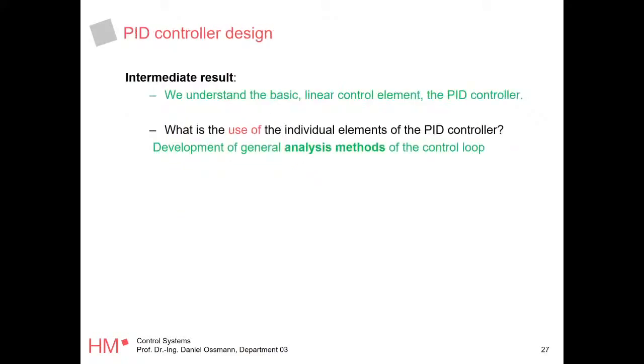Bottom line here is really that we now understand how a PID controller looks like, and we know how to analyze the closed loop model, right? We now know at what channels we're looking at. The next point is, what is the use of these individual controller elements, right? What is the P doing? What is the I doing? What is the D doing?